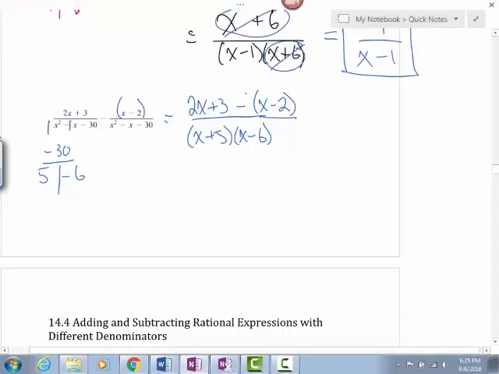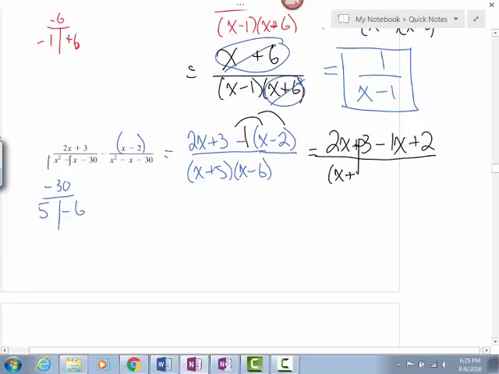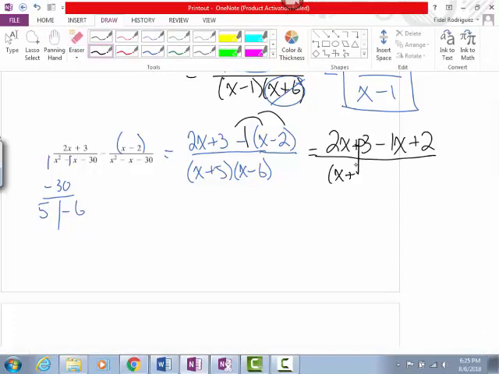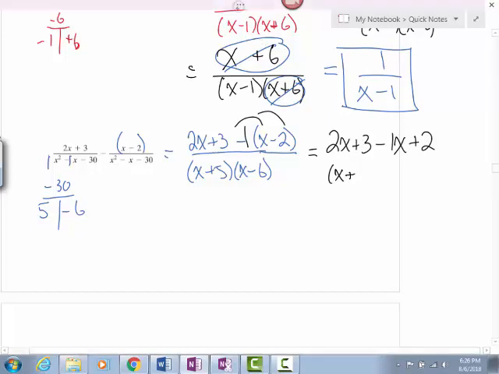Okay. Just like we did earlier, I'm going to think about this as a negative 1, and I'm going to distribute that to both pieces. So now I'll have 2x plus 3. Negative 1 times x is a negative 1x. Negative 1 times a negative 2 is a positive 2 over x plus 5. Sorry about that. Come back here. There we go. X plus 5 and an x minus 6.